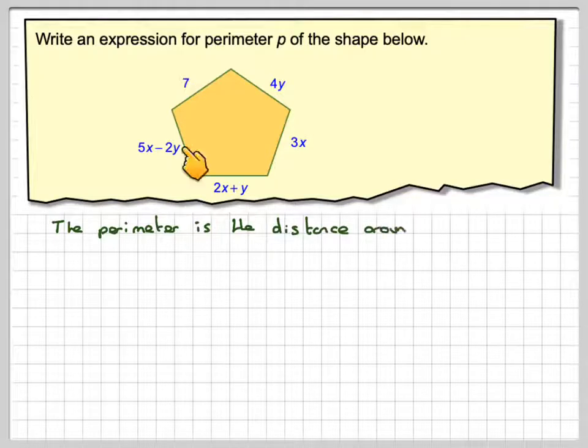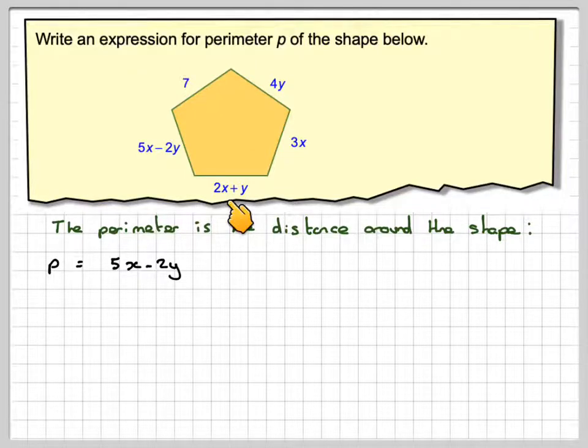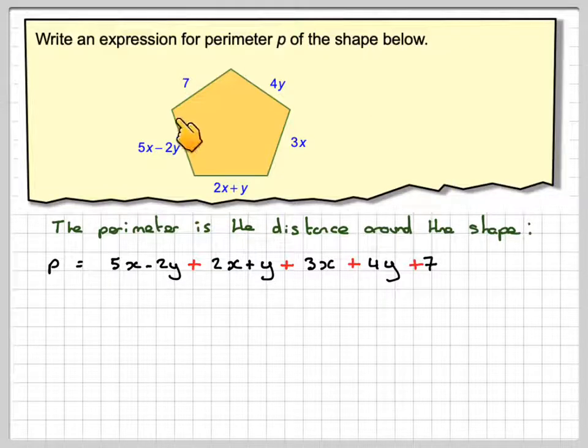So starting here, I'm going to have P is going to be equal to 5x minus 2y, 2x plus y, plus 3x, plus 4y, plus 7. And I got back to where I started. Right, collecting like terms together.